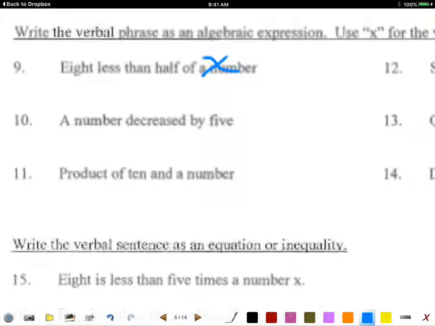Harley. You could do a fraction like x divided by 2 and minus 8. Perfect. X divided by 2 and then minus 8. Half of a number, so half of x, x divided by 2 and then minus 8. Perfect. Number 10, a number decreased by 5. How could we write that, Liam? X minus 5. Very good.